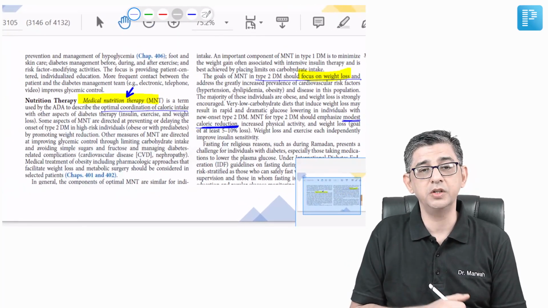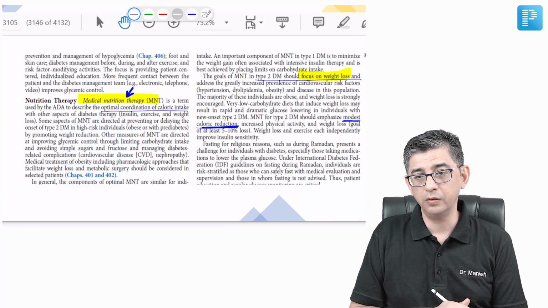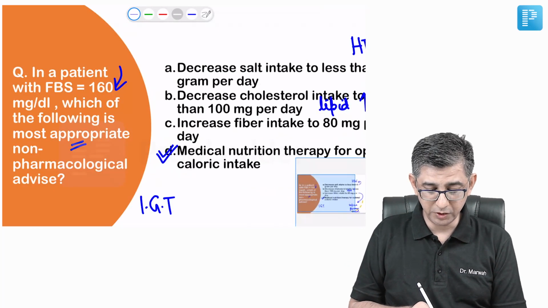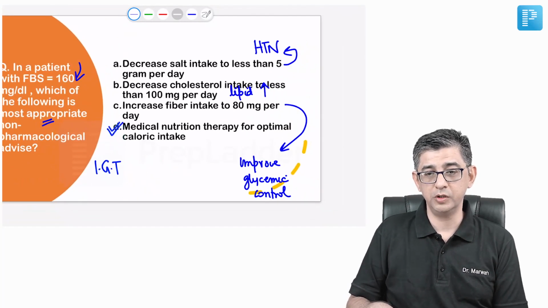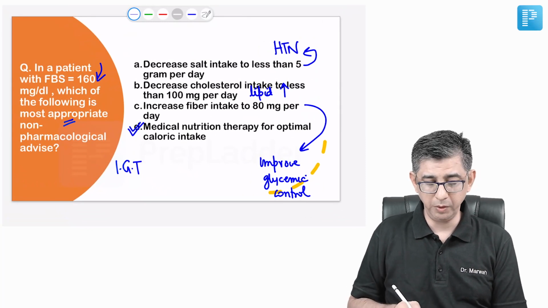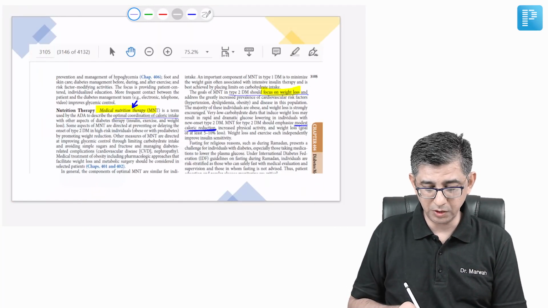This is the 21st edition of Harrison, page number 3146, that I'm quoting in this particular case. So it is medical nutrition therapy which would be the correct answer for this patient. It is caloric restriction in type 2 diabetes which would be beneficial. The answer to this question is option number D.